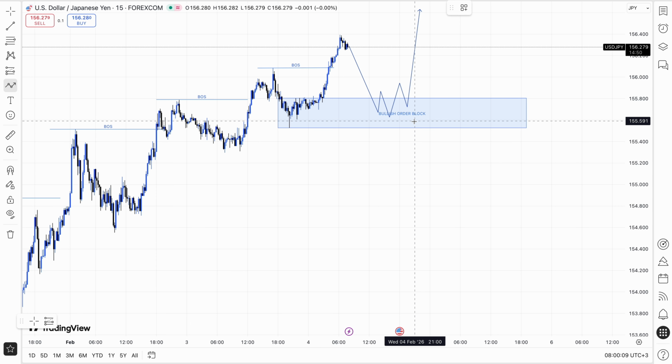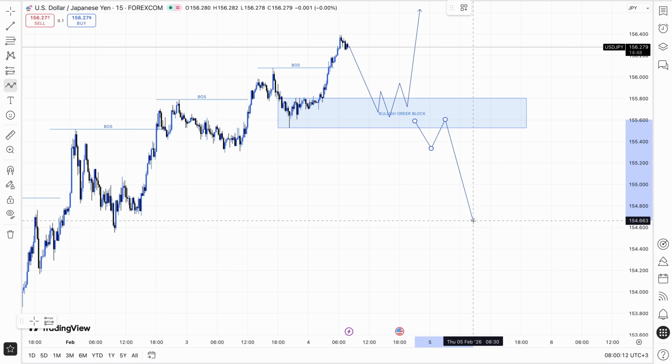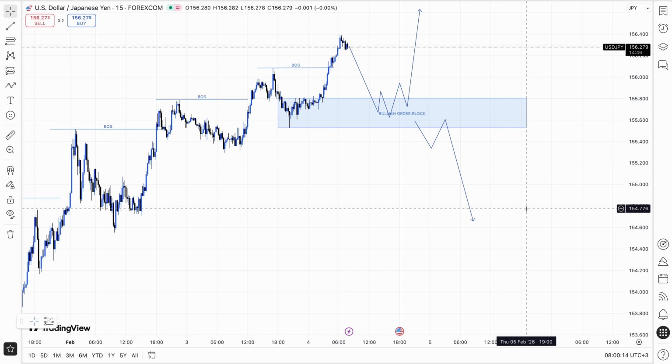Maybe if the price disrespects this zone, then you're going to be looking for sells. Super simple. And that's it, guys.